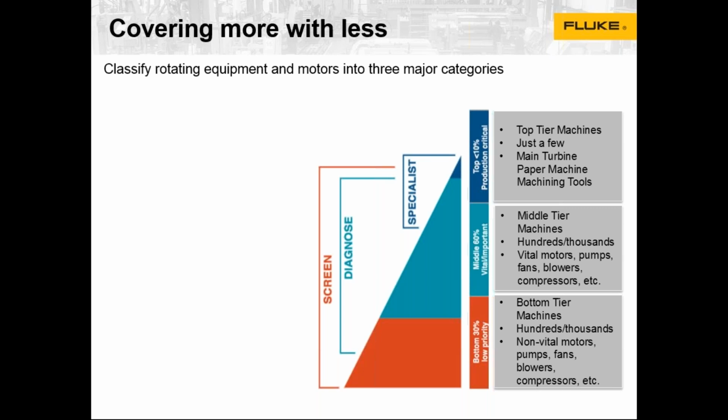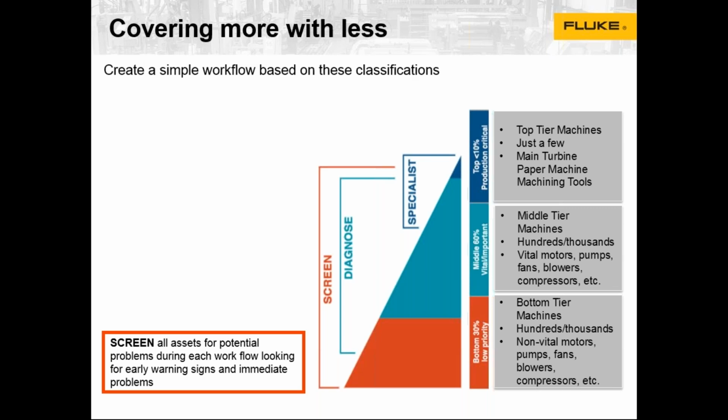But they're pretty standard machines in the middle tier. They're just motors, pumps, fans, compressors, and blowers. Very standard machines. In the bottom tier, the same types of machines, just less critical. So we can't just do the top tier. We need to do a majority of the machines in our plant. Well, how do we do that?